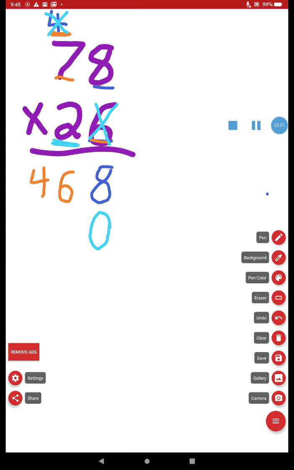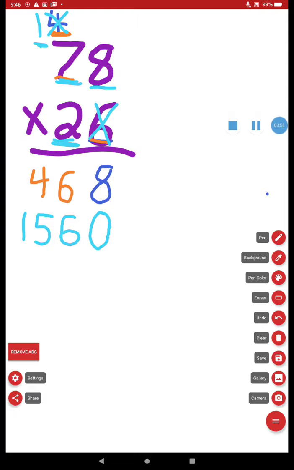And now I do the two-step multiplication again. 2 times 8. 2 times 8 is 16. Good. Write down the 6. Carry the 1. I have to carry it because there's still a number up here. Now I do 2 times 7. 2 times 7 is 14, but there's nowhere to carry the 1, so I put it down here. Oh, wait, remember, I need to add this 1. So what's 14 plus 1? Well, that's 15. Okay, now I have 468, 1,560.